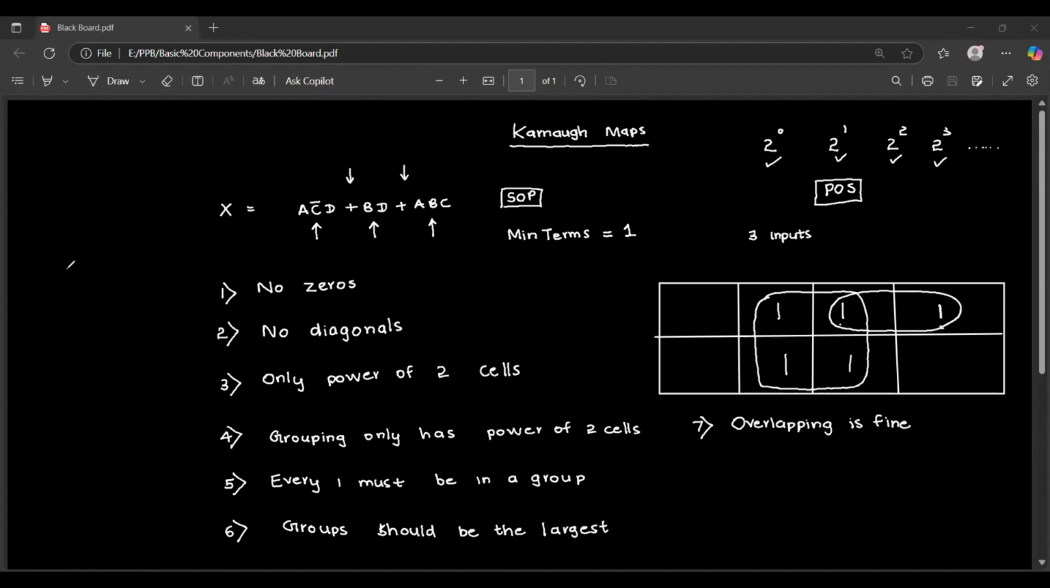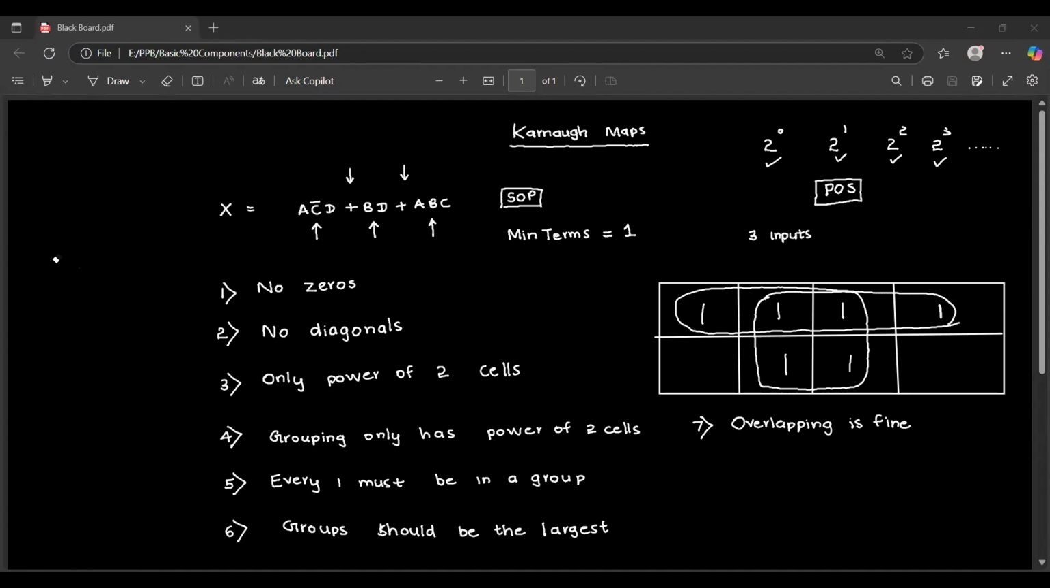Okay, what if you had a one like this instead of here? Well, then you will group all these four. Why not these two? Well, they are not the largest. The largest group possible in the first row is all four cells. So you have to group like that, whether you like it or not. That's the rule. Okay, so we have to follow the rules.